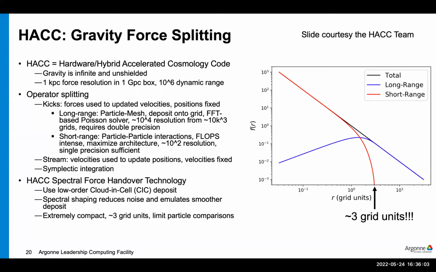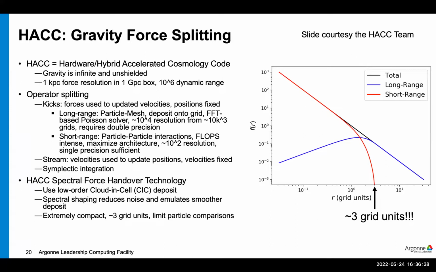This is an approach that's used by several different cosmology codes. I think what makes HACC particularly interesting technology is how we do the handover between the long range and short range in detail. We wanted to keep the particle and grid interaction fairly simple, so we use a very simple deposit scheme, which would normally be fairly noisy. But we do a lot of spectral work with the solver to reduce this noise and also to keep the handover quite compact. The plot on the right shows the overall force, which is just 1 over r squared.